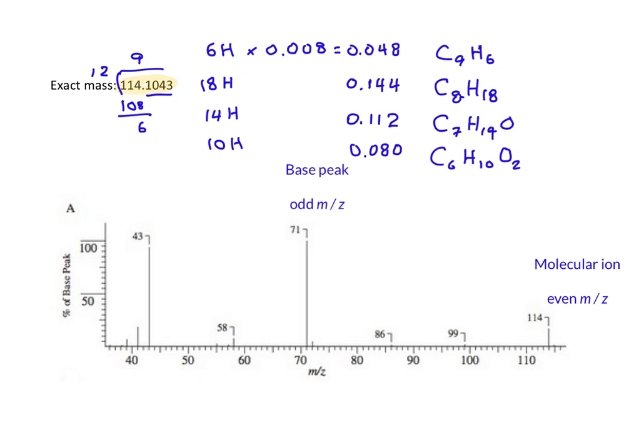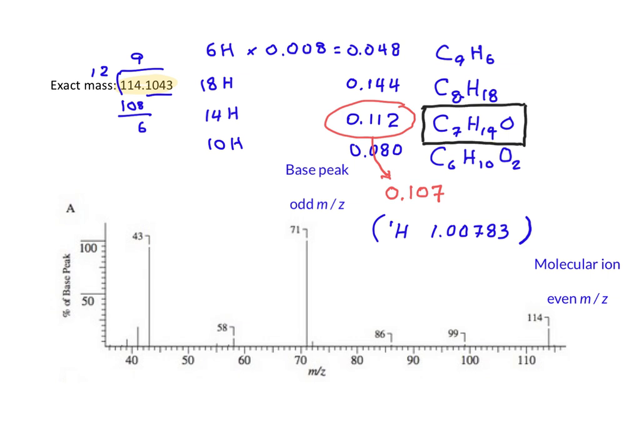If we modify the number for 14 hydrogens and subtract 0.005 for an oxygen, that gives us 0.107, which is pretty close. And if you recall that the exact mass for protium is not 1.008, but slightly below that, then our claim is C7H14O.